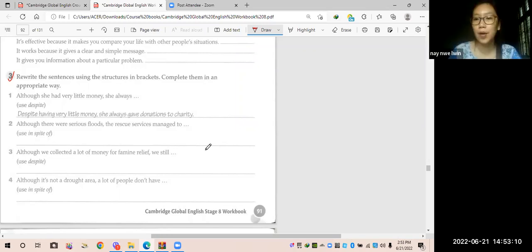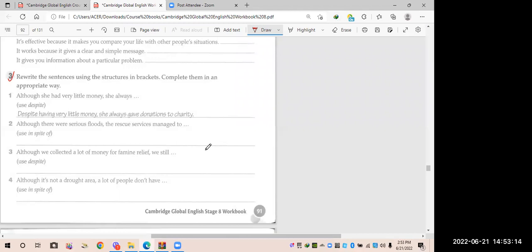Okay. Yes, Chair. In spite of serious floods, the rescue service managed to give more food to everyone. Despite collecting a lot of money for famine relief, we still don't have enough for all. In spite of not being a drought area, a lot of people don't have enough water.